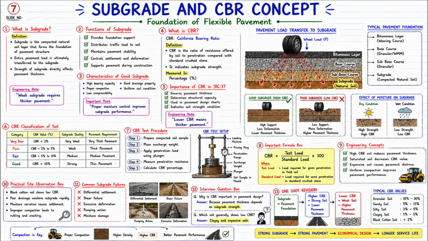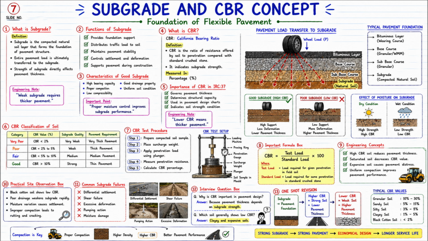Now let us look at the second topic. Functions of subgrade. Now what is the work of subgrade? Provides foundation support: the entire pavement stands on this foundation. Distributes traffic load to soil: the wheel load from above is safely transferred to the soil below. Maintains pavement stability: road deformation control takes place. Controls settlement and deformation: uneven settlement is less. Supports pavement during construction.